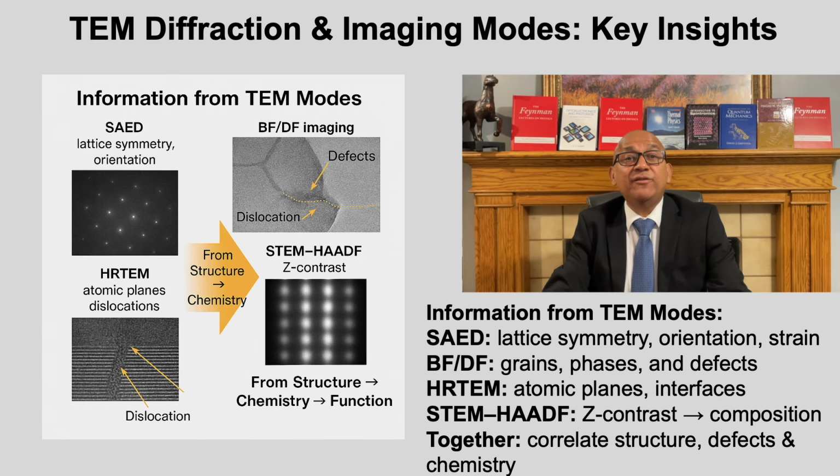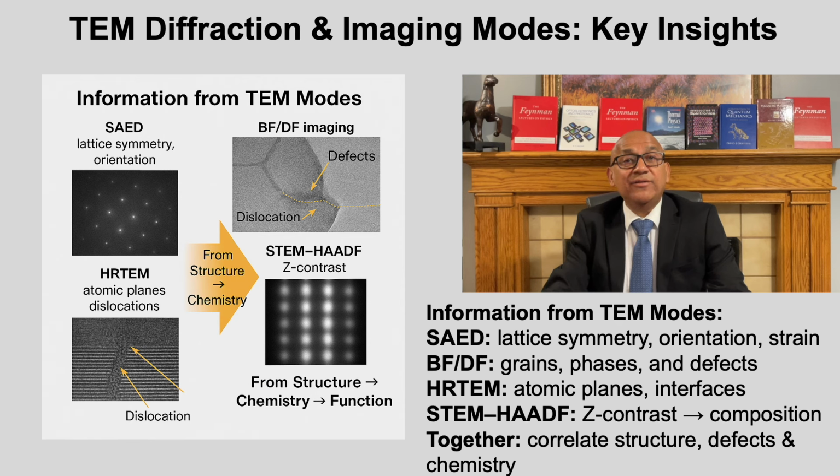Each imaging or diffraction mode in TEM provides a distinct type of information, and their real power lies in combining them. Selected area electron diffraction (SAED) allows us to extract lattice parameters, orientation relationships, and strain in specific regions of a sample. It helps distinguish between single crystal and polycrystalline structures and between epitaxially and randomly oriented films.